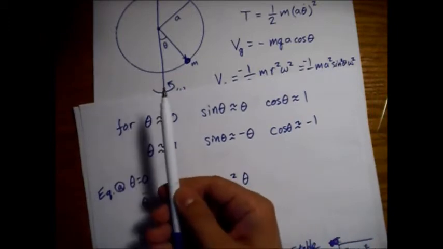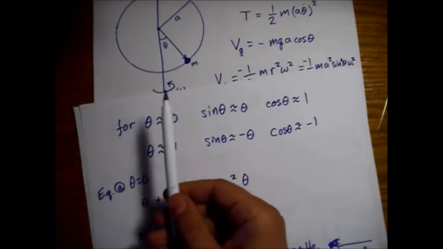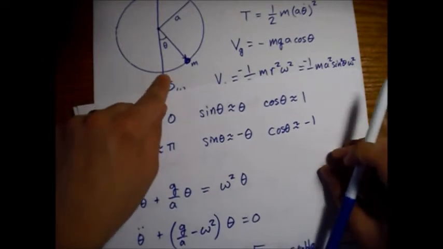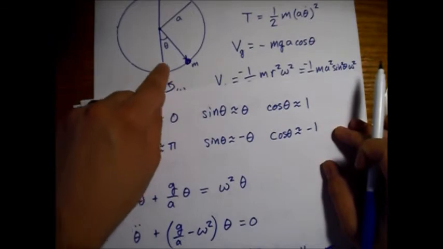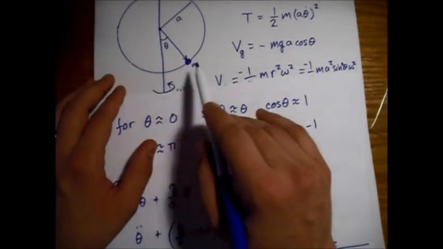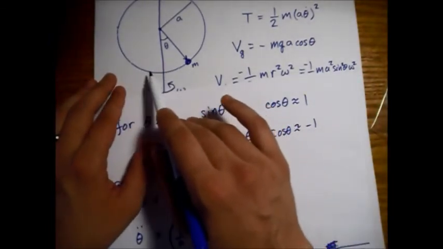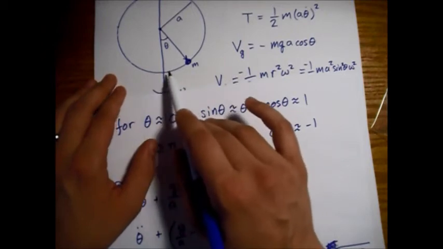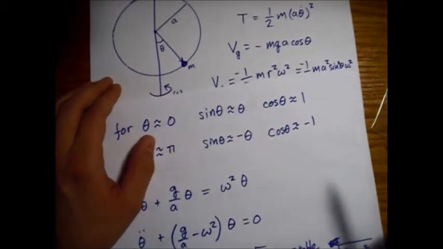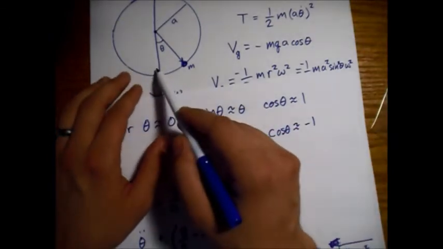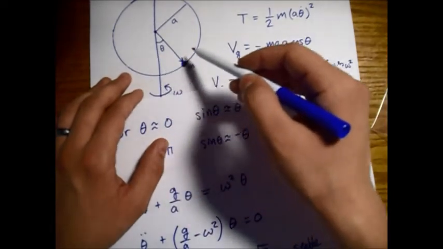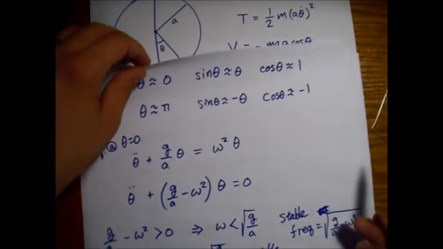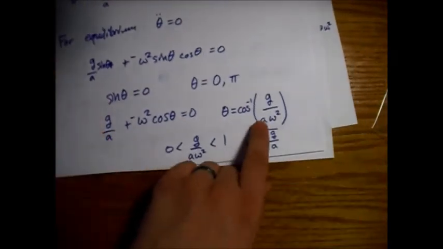If you're below that magical critical frequency, then the stable equilibrium point is going to be right here, and any small displacement will just cause the little mass to oscillate back and forth like this. Once you get up past that point, then this is unstable, so the mass will fly away to some point on this, which we will talk about later, with this angle right here.